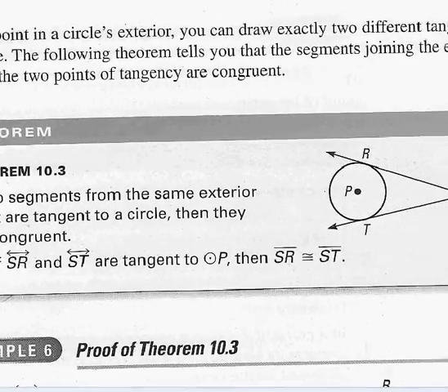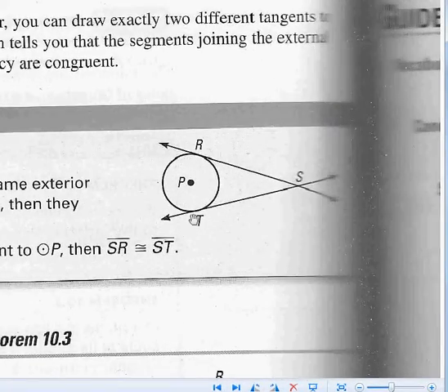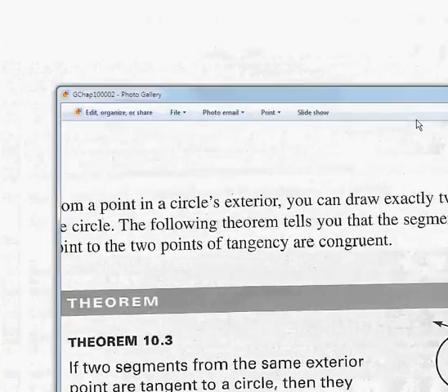We can see that by looking at this diagram here. Again, we have a circle with center P. We have an outside point labeled S, and we have two tangents drawn through S to circle P. One of them is line ST, the other is line SR. So from this single point external to a circle, we have two tangents, and it turns out the line segment SR is congruent to the line segment ST. So why is this the case, and how can we prove this?